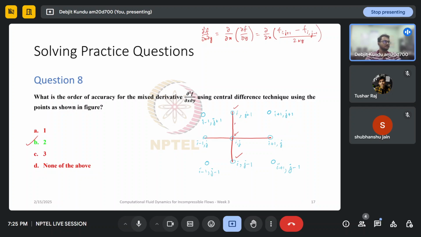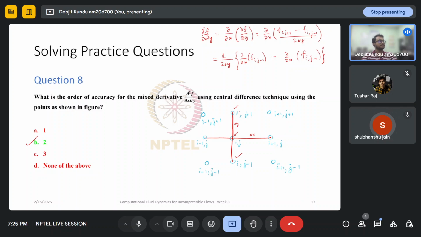This is delta y, by the way, and this is delta x. So then it just becomes another step. I'll take this 2 delta y outside and do dou x of f(i, j+1) minus dou x of f(i, j-1). You guys with me so far? So now I'll do this one by one.